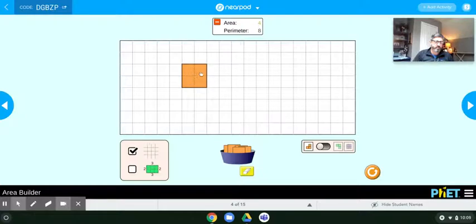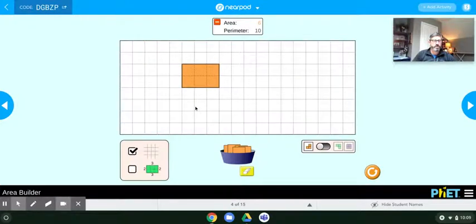1, 2, 3, 4. 4, that's right. So the area of this square would be 4, and we found that out by counting the little squares inside the big square. So let's do another one. How many little bitty squares are inside the big one there? Okay, now count them again. 1, 2, 3, 4, 5, 6.